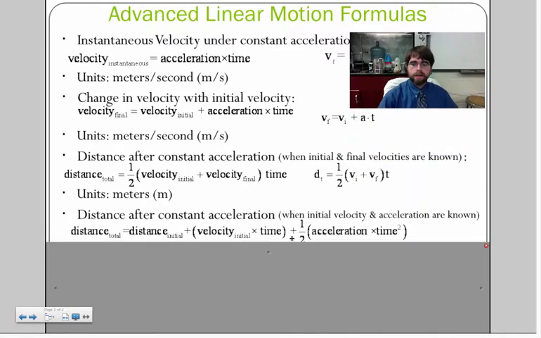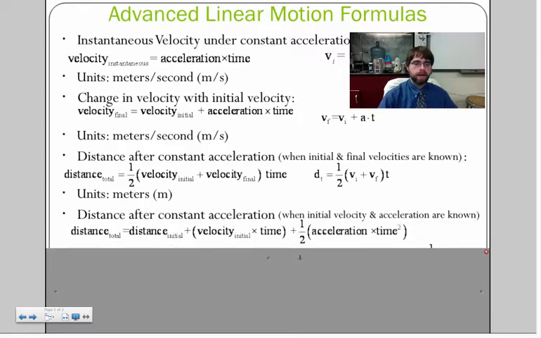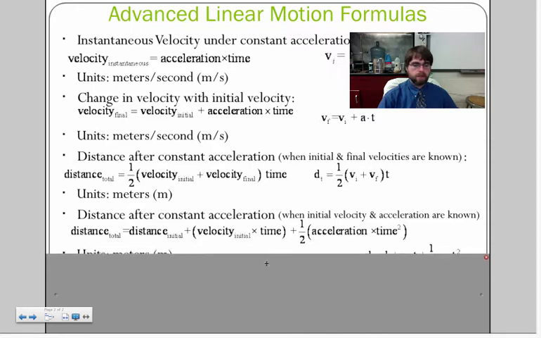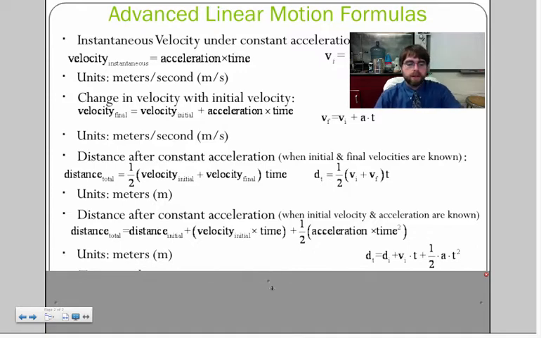Distance after constant acceleration, when initial velocity and the acceleration are known. So here we don't know the final velocity, but we know the acceleration instead. Then we can use this formula. As a side note, this formula also brings in an initial distance if the starting point is not at 0. But distance initial plus velocity initial times time plus 1/2 the acceleration times time squared. The last part of that formula will become very familiar to you. The rest of it, just copy down. These are all just plug and chug formulas. And the abbreviated version is there. And of course, again, being a distance, the units are meters.